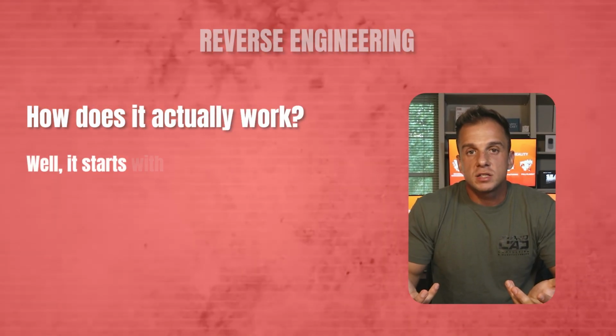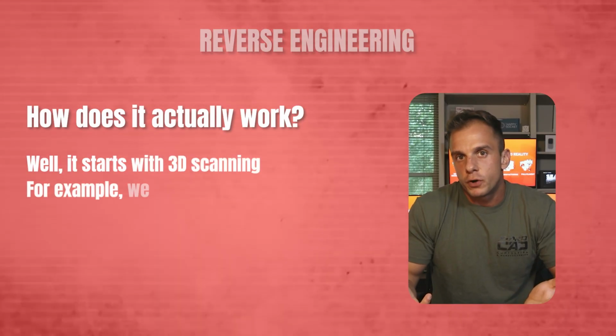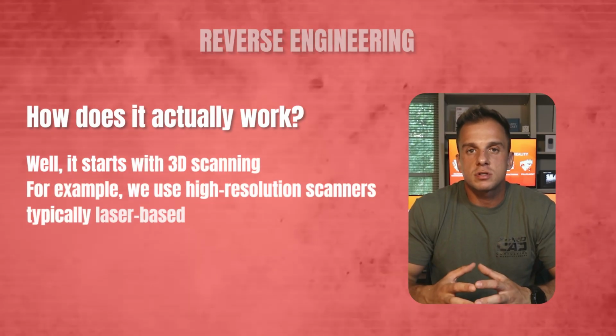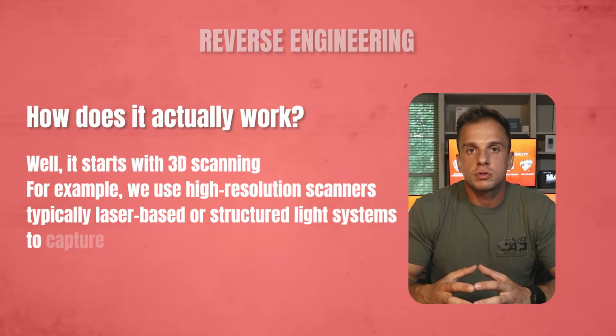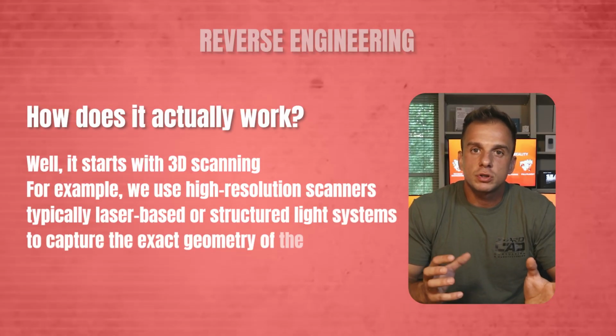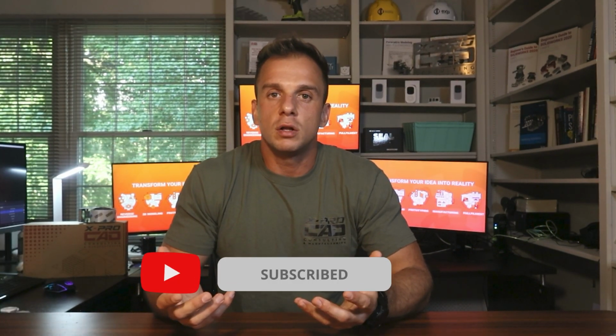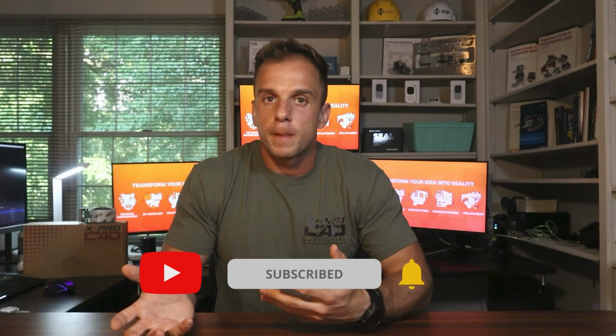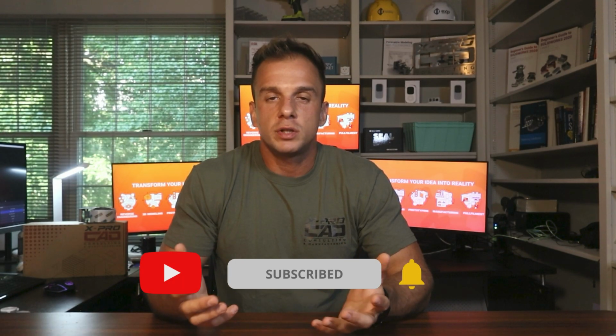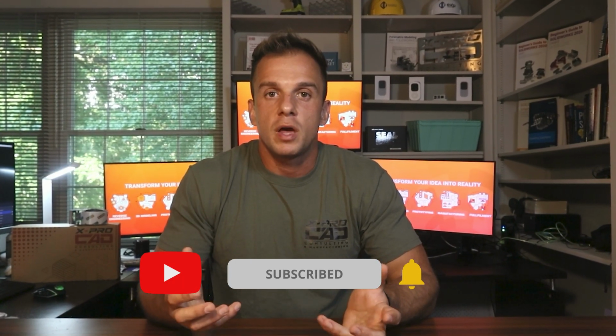So, how does it actually work? Well, it starts with 3D scanning. For example, we use high-resolution scanners, typically laser-based or structured light systems, to capture the exact geometry of the object. This produces a mesh model, millions of data points that form a 3D shell of that item. And it's incredibly detailed. We are talking sub-millimeter precision. Every curve, edge, hole, and surface is captured.